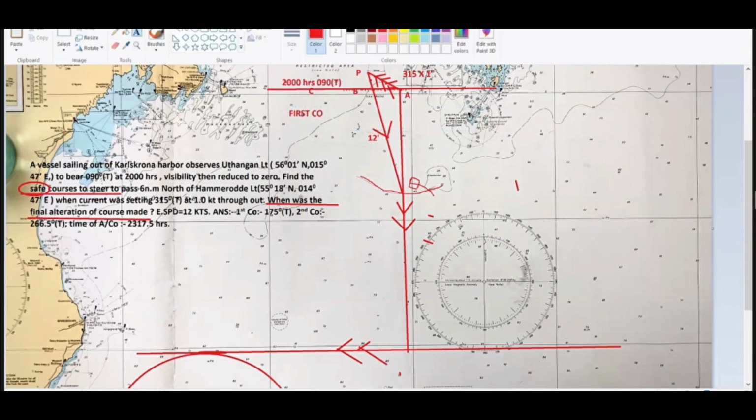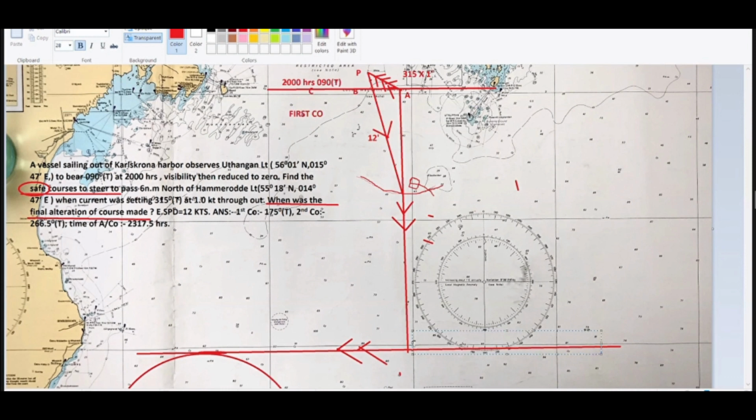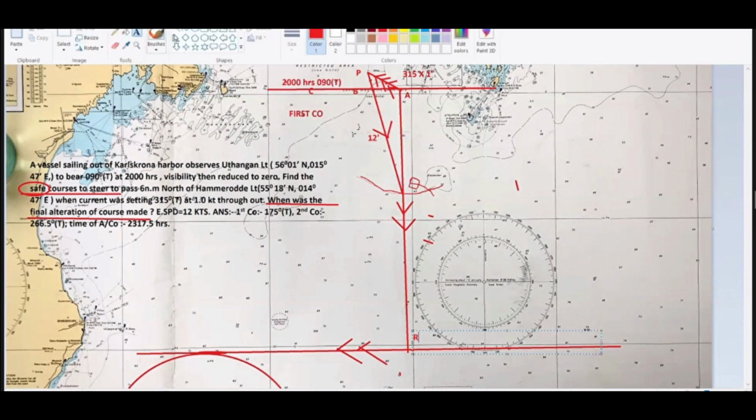So what you do? Draw the bearing first, 090. Then second, you draw the 6 miles radius circle of Hammerod, because they are telling you have to pass 6 miles north. And transfer the PL. And the 090 line, same parallel, draw exactly tangent to the circle, exactly from the north point of the 6 miles north of Hamilton.